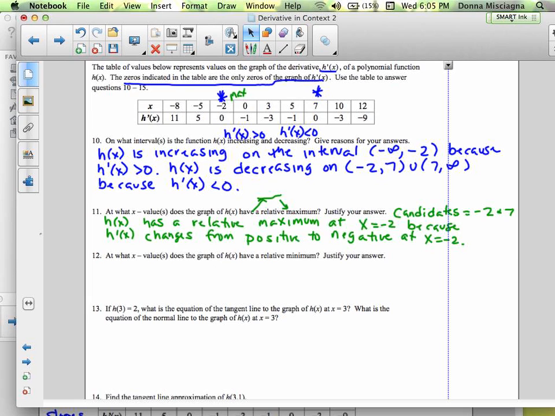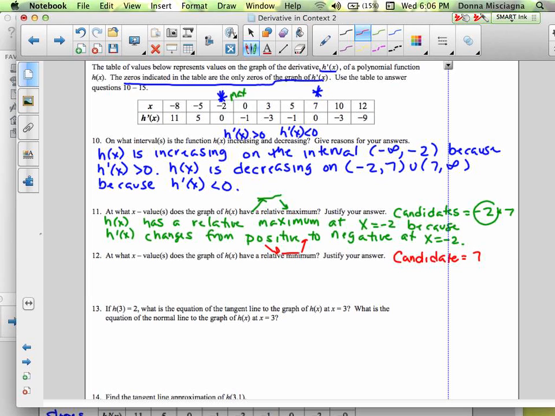At what x value does the graph of h of x have a relative minimum? Again, we still have the exact same candidates. All right, so -2 was the relative max, so obviously it's not a relative min. So we have one candidate now, because there's one 0 left, and that's at 7. But if we look at our graph, let's back up just a moment. To have a relative minimum, the graph has to be decreasing, then it has the horizontal tangent. So we're looking for the derivative to be 0, and then it has to increase. So it has to go from negative to 0 to positive. Notice, though, at x equals 7, the derivative goes from negative to more negative.